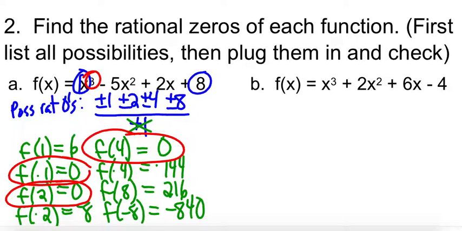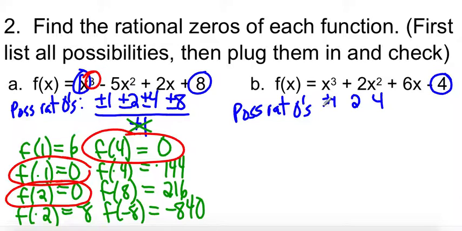So let's try another one like this. We've got this other function. Our possible rational zeros: we take our constant term and find all the factors. So it could be 1 and 4, it could be 2 and 2, and remember all of those could be plus or minus.